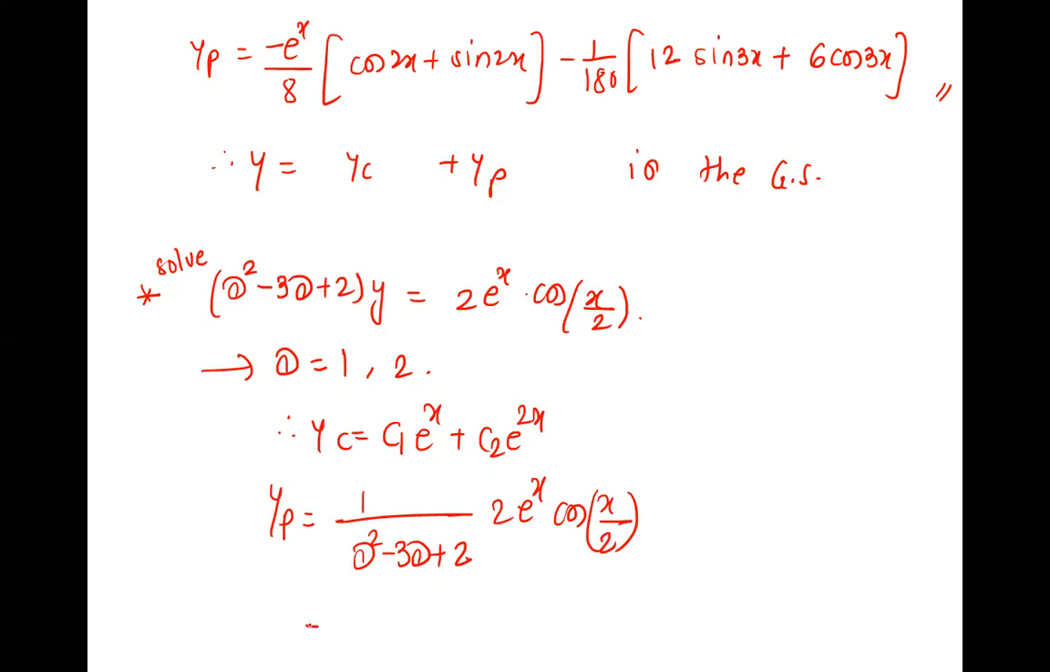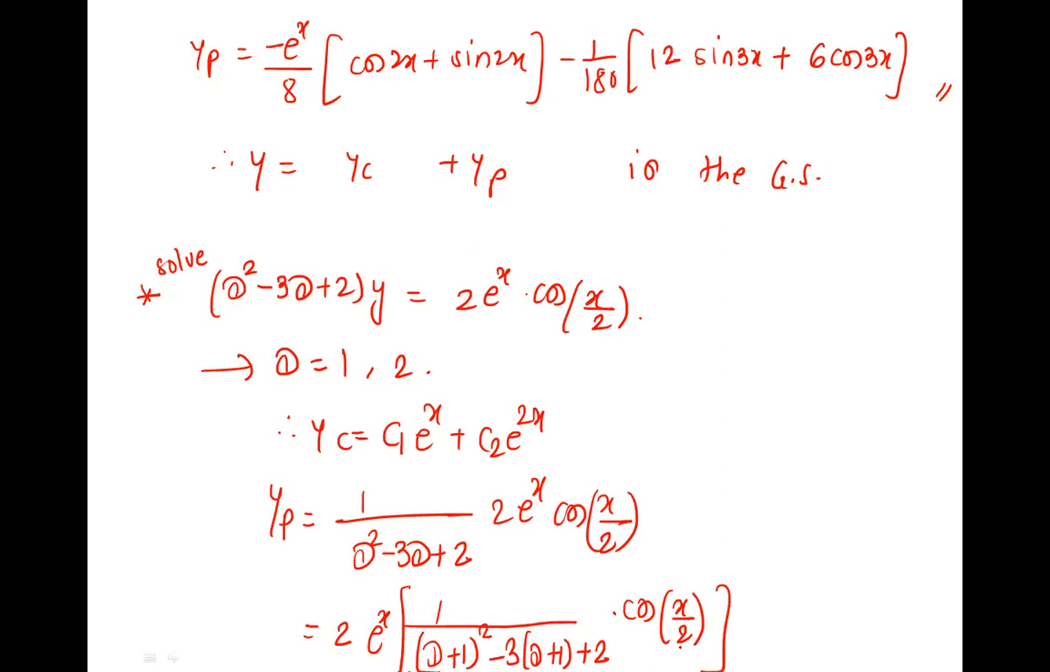Fifth case: e into any other function. As 2 is constant, we can already take it out. Then e into V, e is also out. And what will D become? By case 5, D becomes D plus 1. So (D plus 1) squared minus 3(D plus 1) plus 2 on cos x by 2.